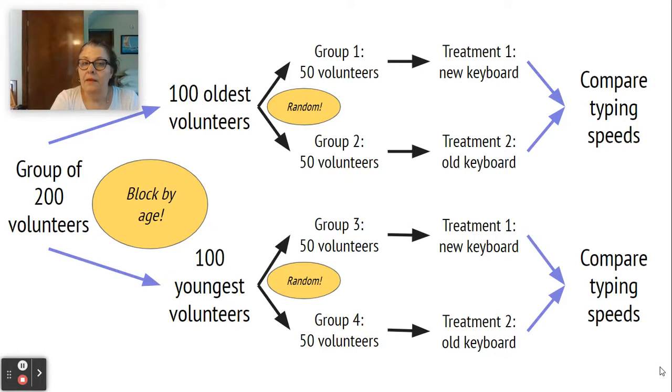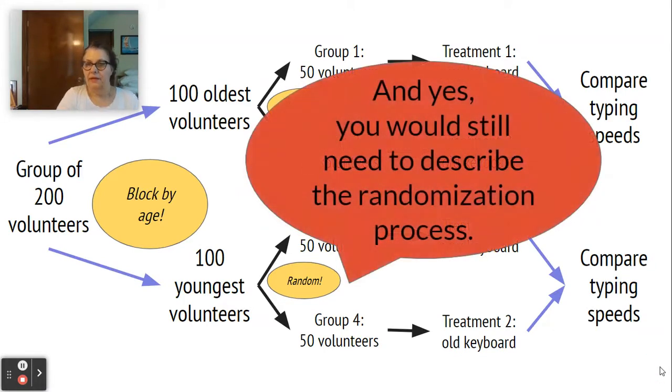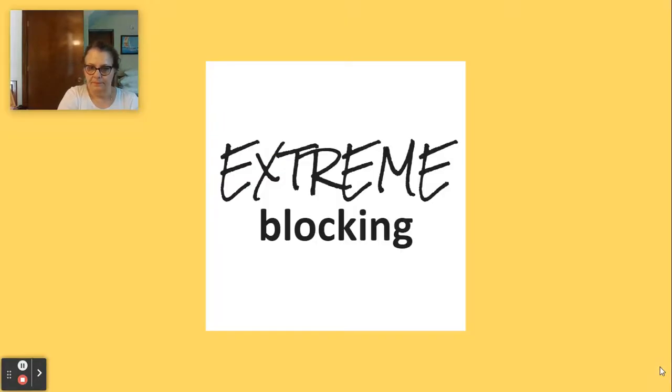Now, you've made the flow chart, but just like before, when we say we're doing something random, we have to be specific about how we're going to do it. So you're going to have to tell me exactly how you took your 100 oldest volunteers and broke them up into two groups, or how you took your 100 youngest volunteers and broke them up into two groups and decided which treatment. You have to be specific. That has to be included. Okay? Yes, you still need to describe the randomization process.